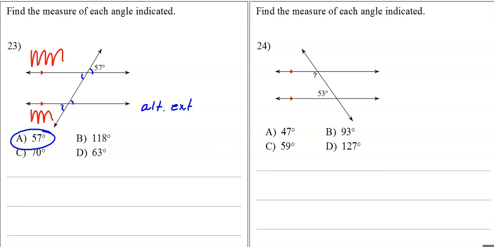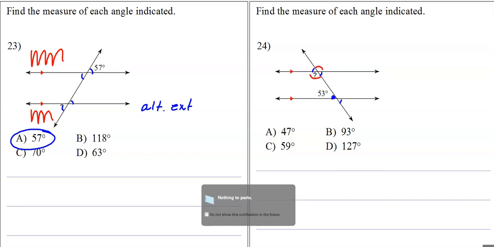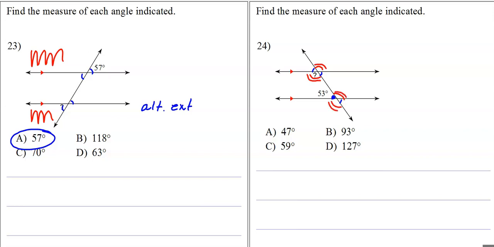24, this one's a little bit different because when I color code it and say blue, blue, blue, blue, you'll notice that 53 is a blue angle, but the question mark is not. The question mark is the red. So the question mark is something different. The relationship is they have to add up to 180 degrees. So I need to go 180, subtract 53, and that's going to give me 127, D.